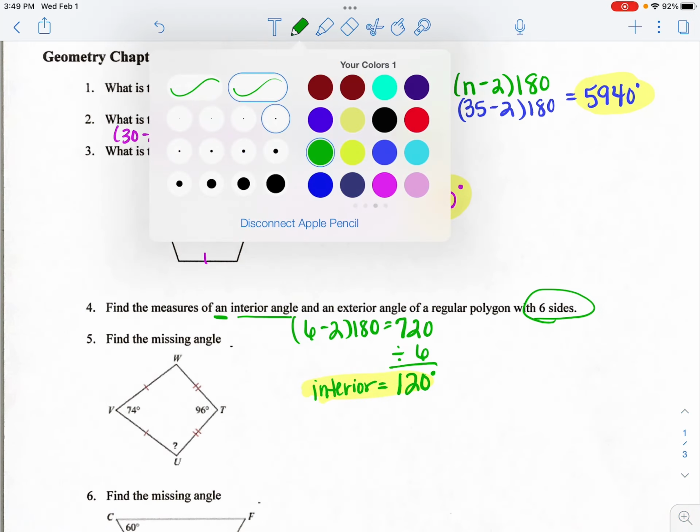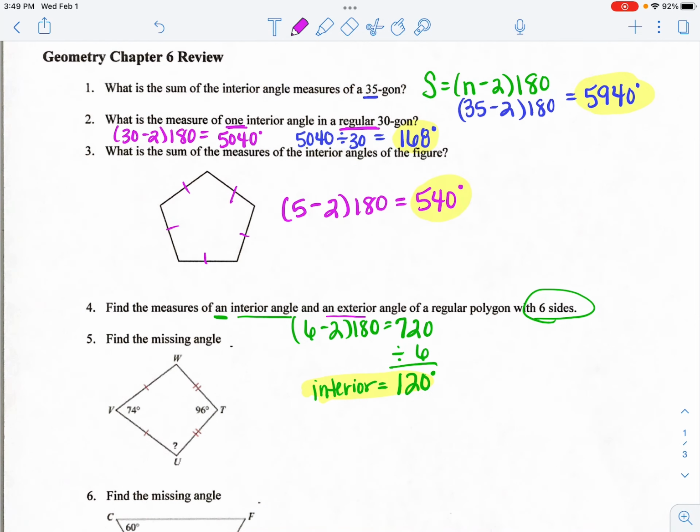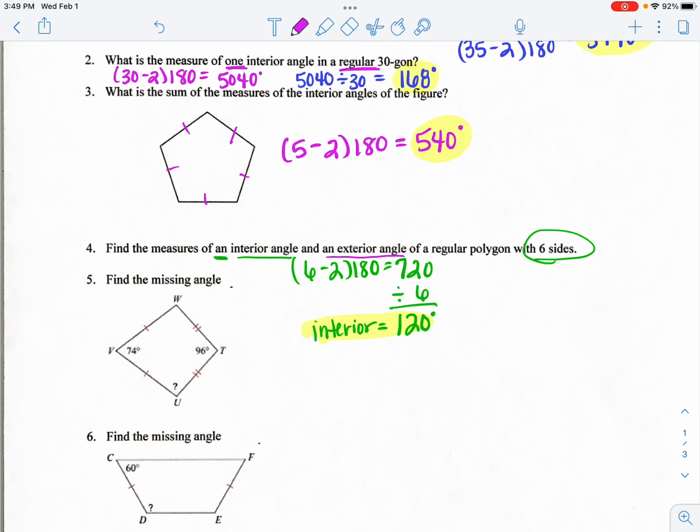I have 2 answers on this problem. The second answer comes from needing to find an exterior angle also. We learned that it doesn't matter how many sides there are, the exterior angle sum is always 360, but again, I'm looking for one because it says an angle. So you're going to do 360 divided by how many sides there are. Again, it's always 360 for an exterior angle. And I get 60 degrees. So that's an exterior angle. So you have 2 answers on this one: one inside angle and one outside angle.